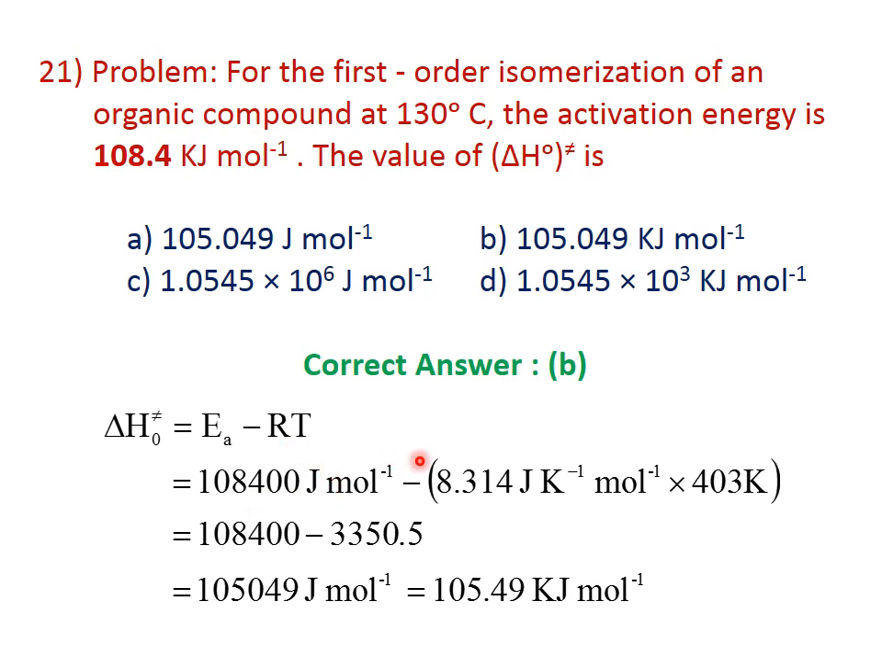1,08,400. R is 8.31. T: 130 degrees C is 403 Kelvin. Substitute, and you will get the answer: 105.49 kilojoules. The correct answer for the question is B. The correct answer is B.